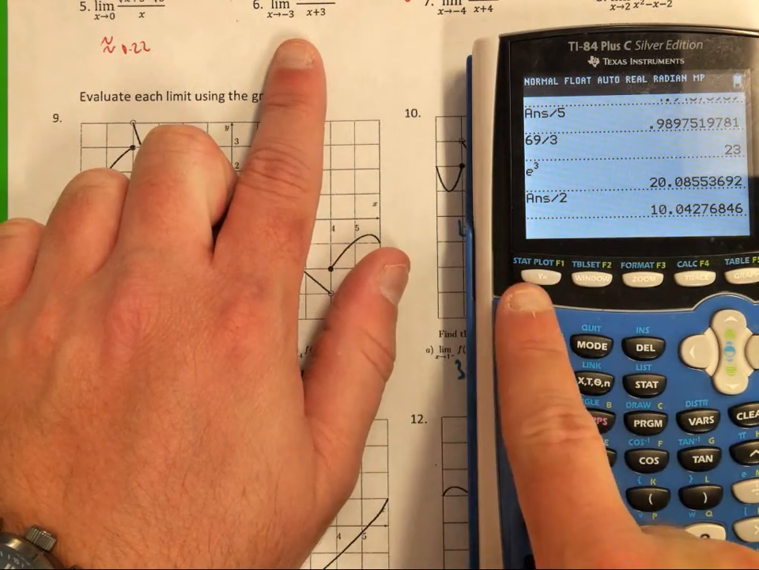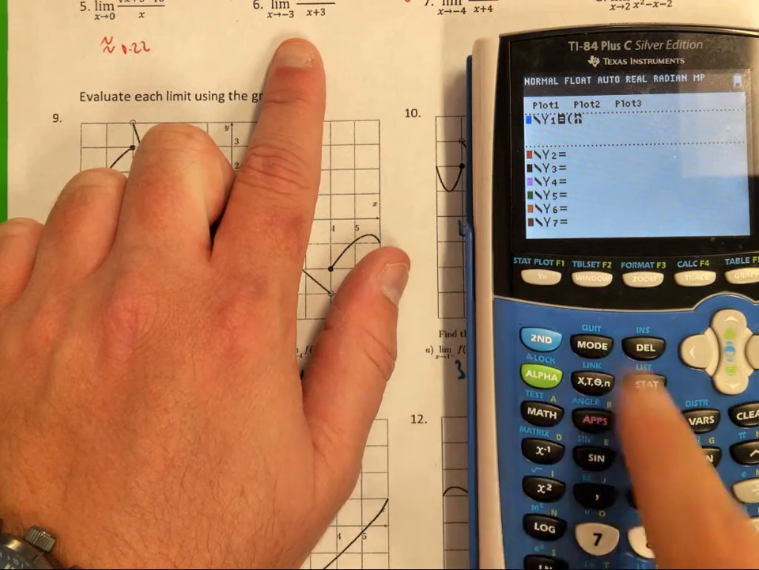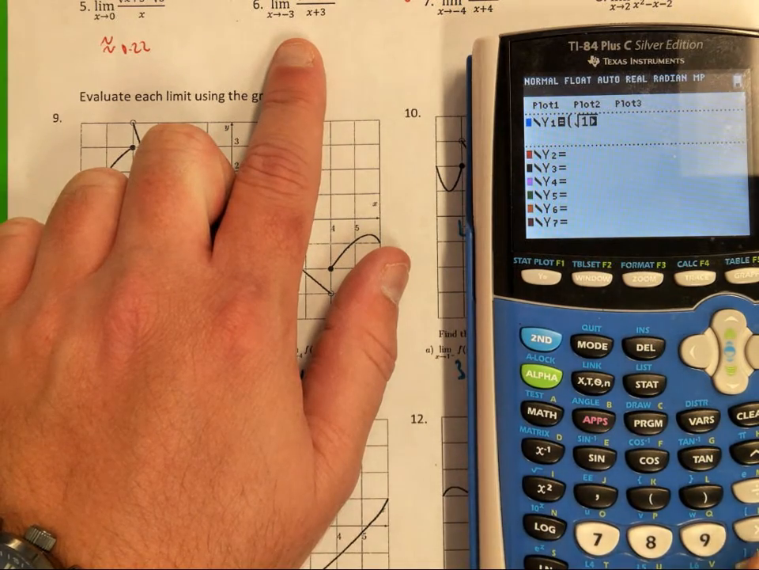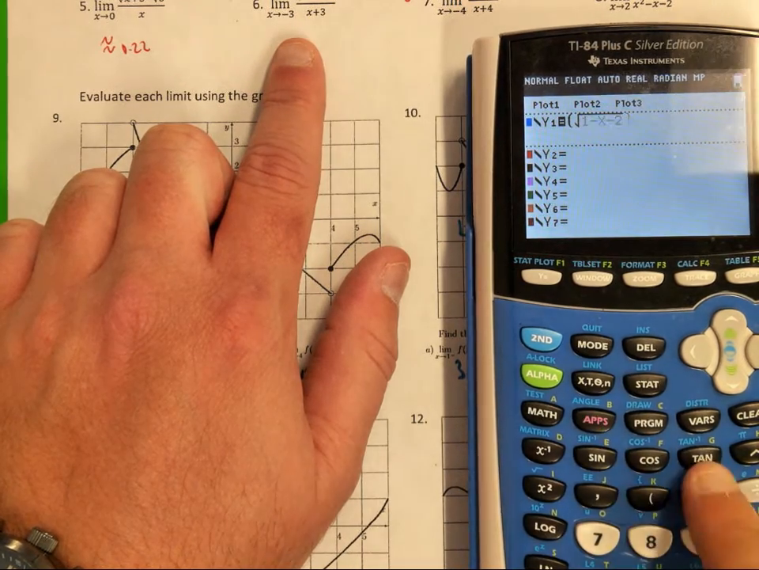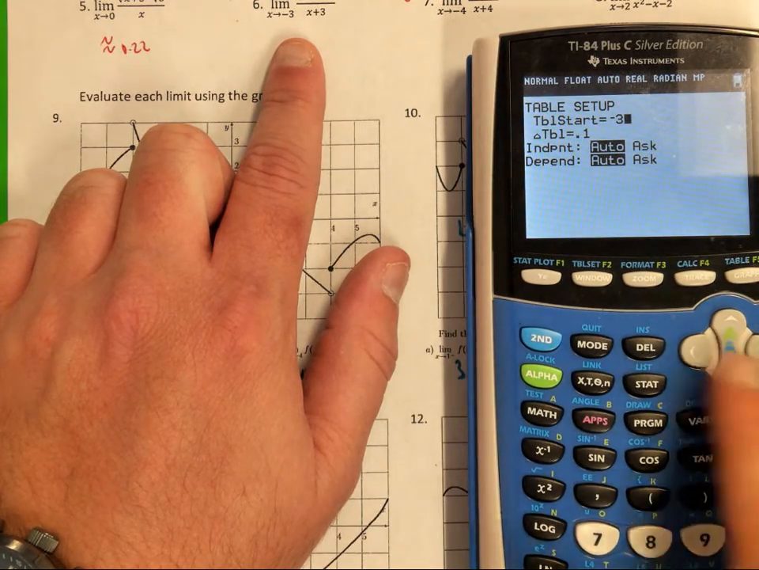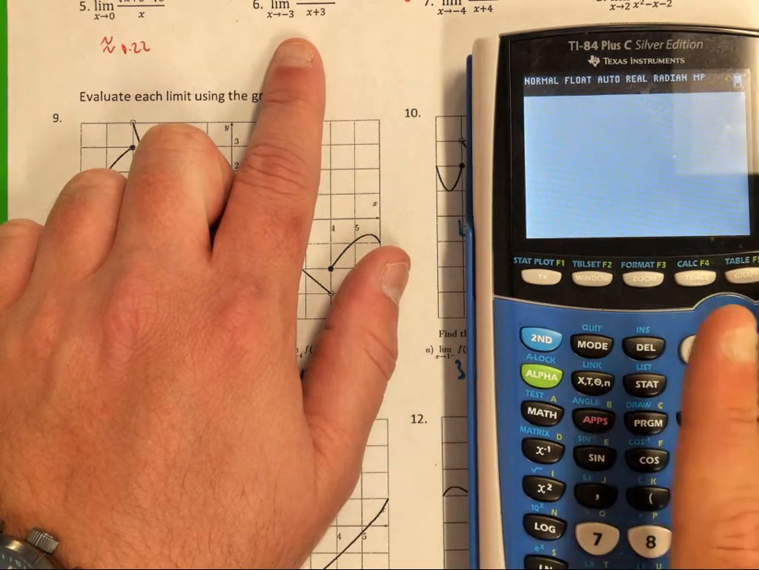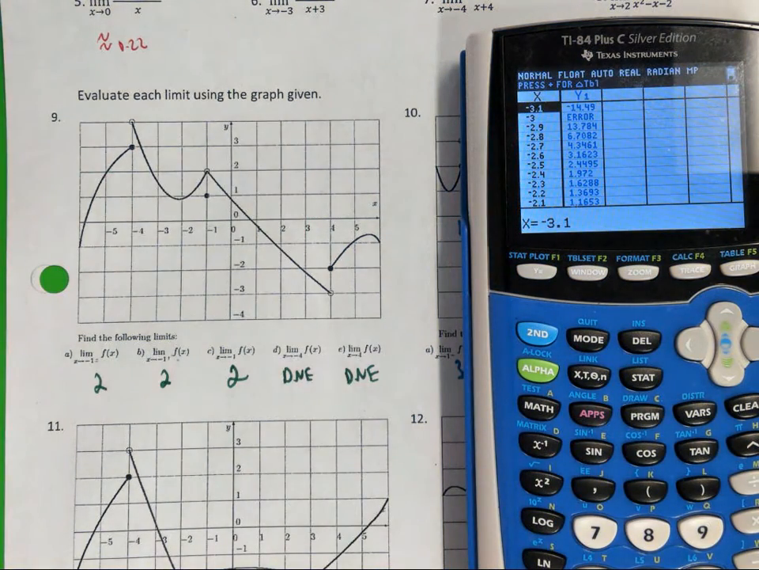All righty now. So I'm going to put y equals, clear it. 1 minus x minus 2 divided by, I put the whole numerator in parentheses and then the denominator in parentheses. I'm going to go to my table set. I'm going to start at negative 3. Alright, so let's look.